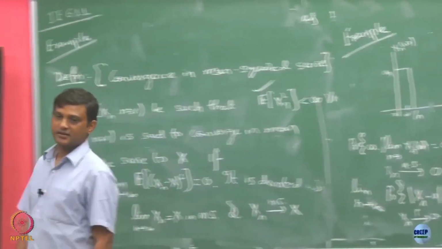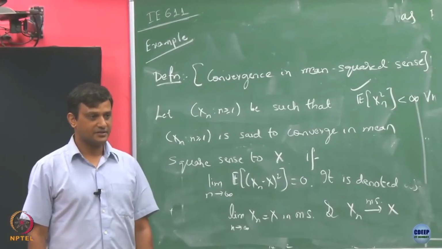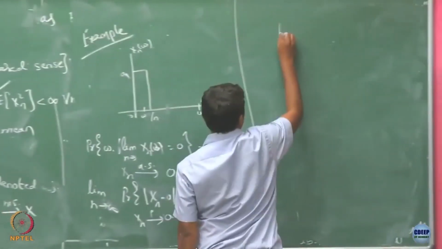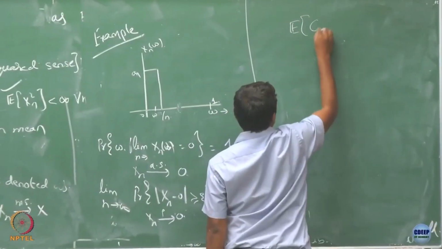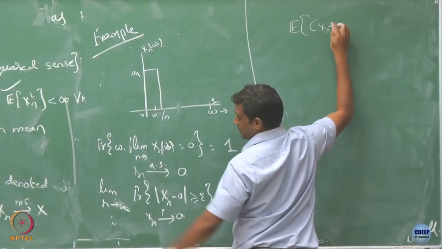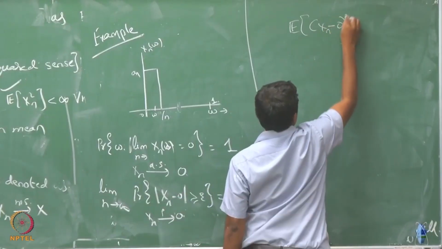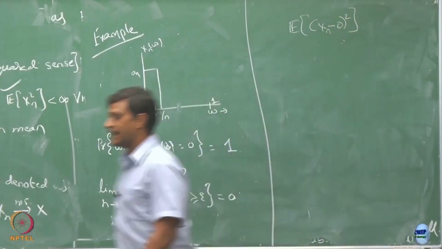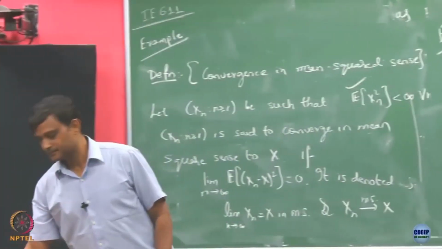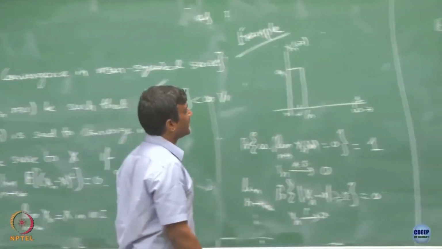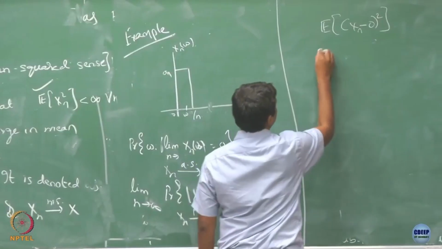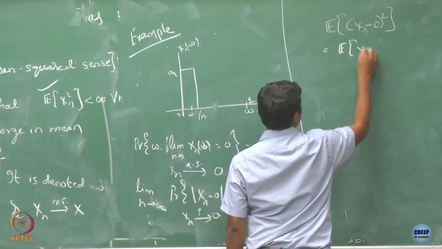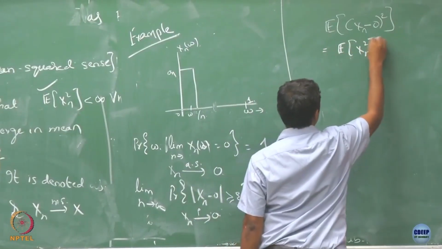So now let us compute convergence in mean squared sense. What is this value then? To compute this I need to compute the expected value of xn minus x, where I have taken x to be 0. Can you compute this expectation? This is nothing but the expectation of xn square.